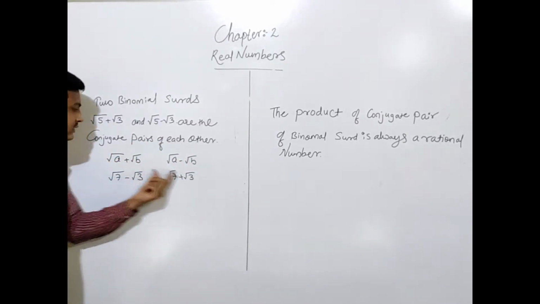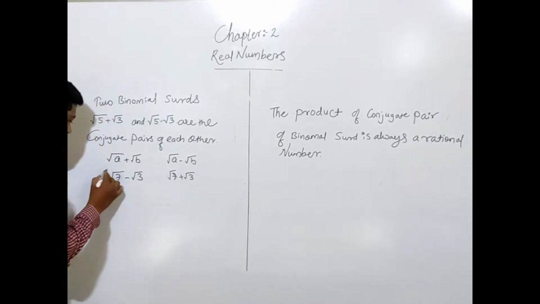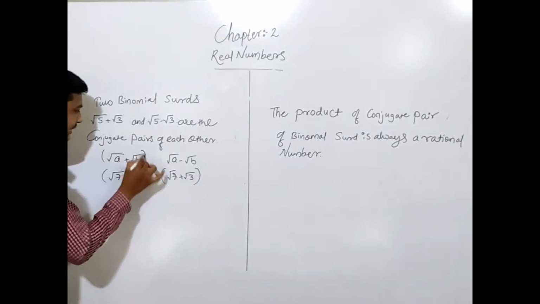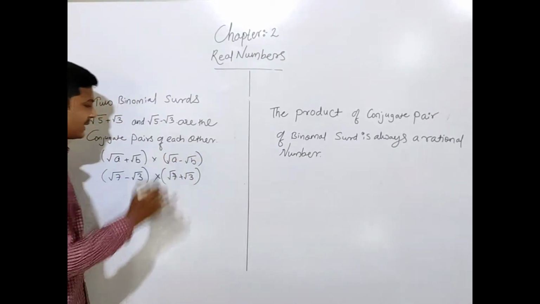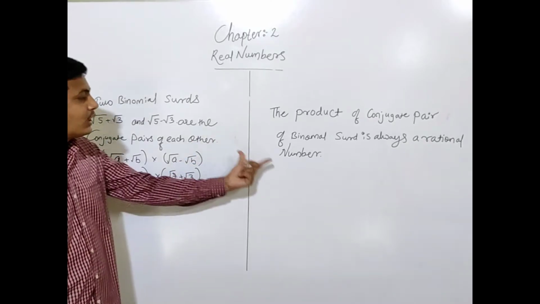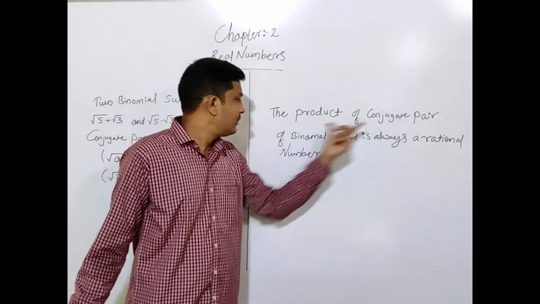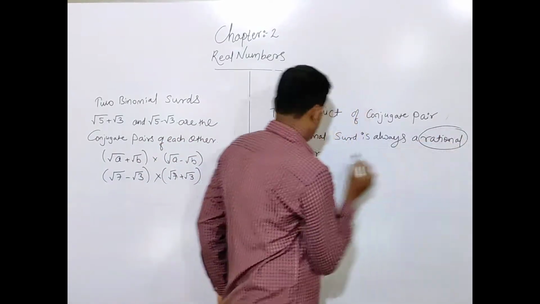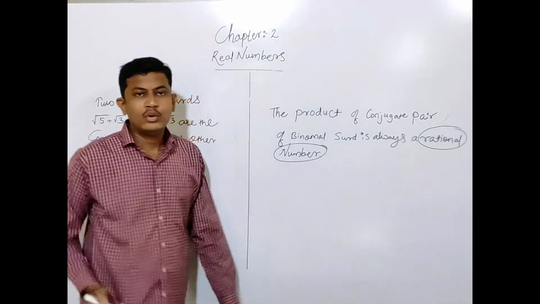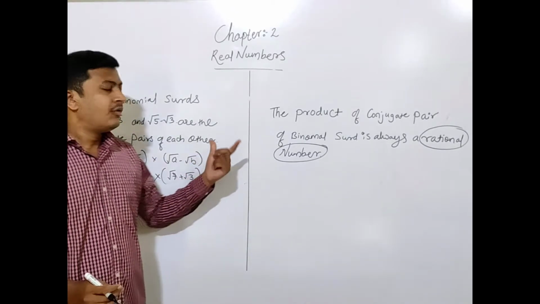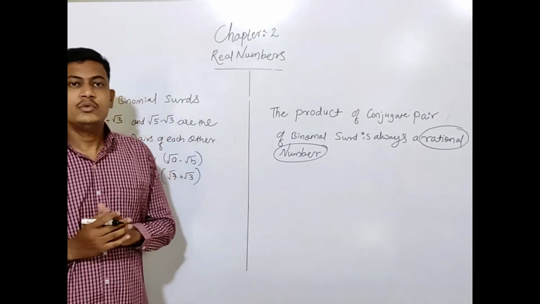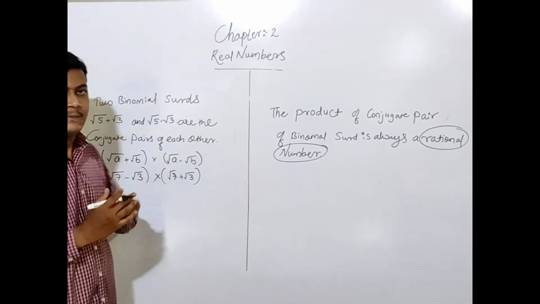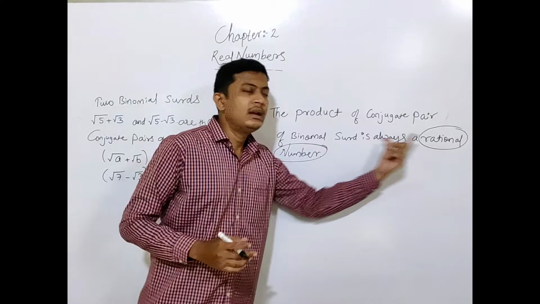If we take the product of these two conjugate terms, that is, the multiplication, what we get is that the product of the conjugate pairs of binomial surds is always a rational number. So at the time of rationalizing the denominator, we use this conjugate concept and multiply with the given pair. So we get a rational number.